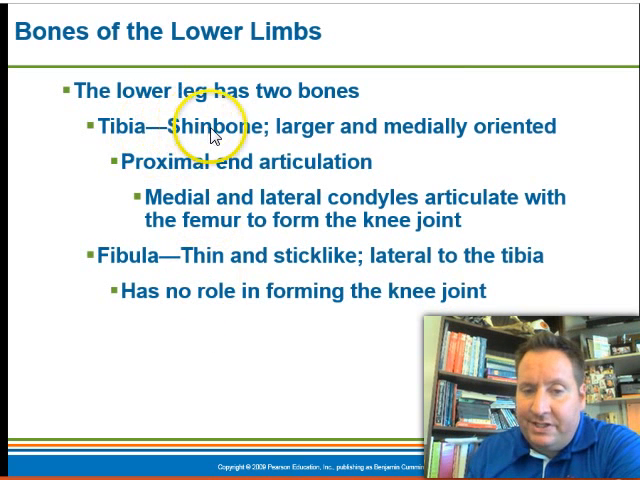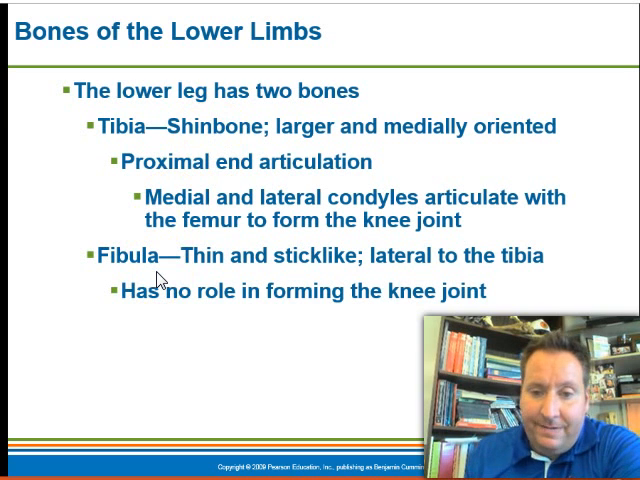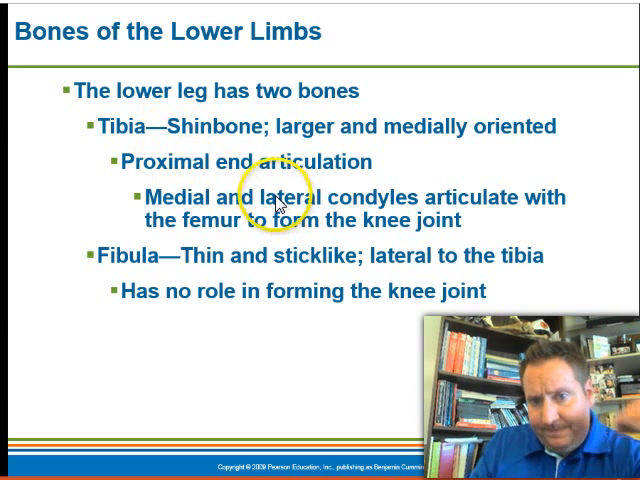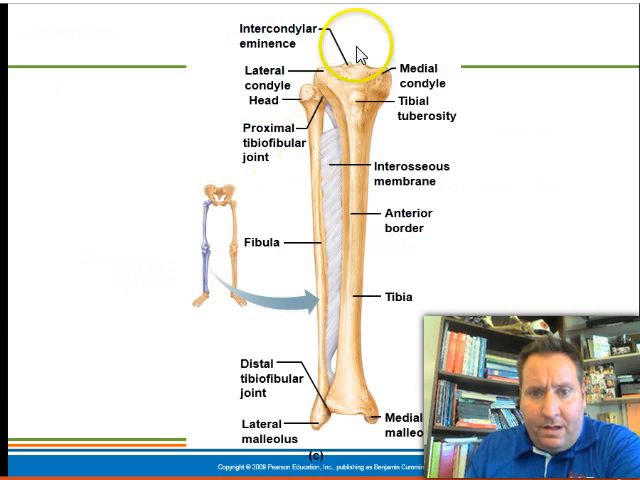Then you have your tibia, which is called your shin bone. Then you have your fibula, which is lateral to the tibia. It doesn't form the knee joint, whereas your tibia helps form the knee joint. Up on top of this, you're going to have the patella sitting. So you also have the patella, if I didn't mention it.